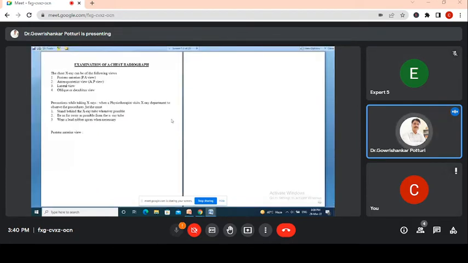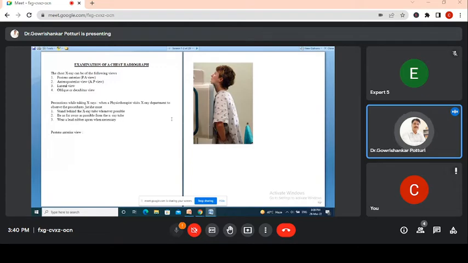See, the chest X-ray can be of the following views. It can be a posterior-anterior view, antero-posterior view, lateral view, oblique or decubitus view.